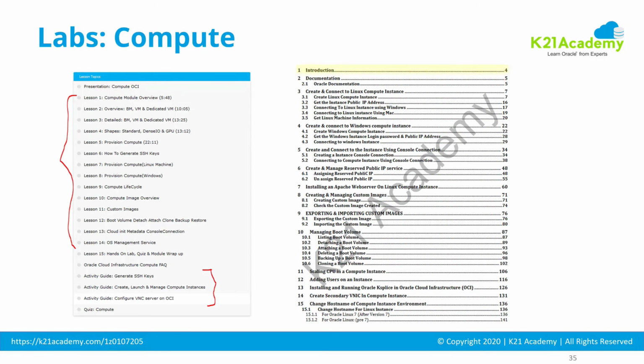So things like how do you create machines, how do you generate SSH keys for Linux machines, what is the complete life cycle of these computes, what are the different types of images you get, how do you attach or detach boot volumes, what is operating system management, a new service introduced in early 2020, what is operating system or OS management, how do you attach a public IP or reserved IP to an instance, and so on.